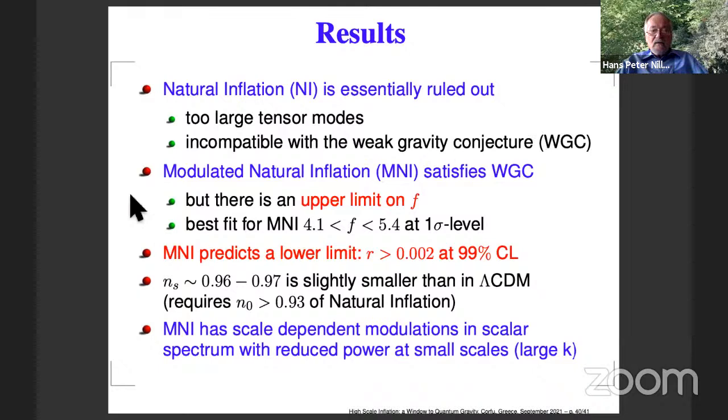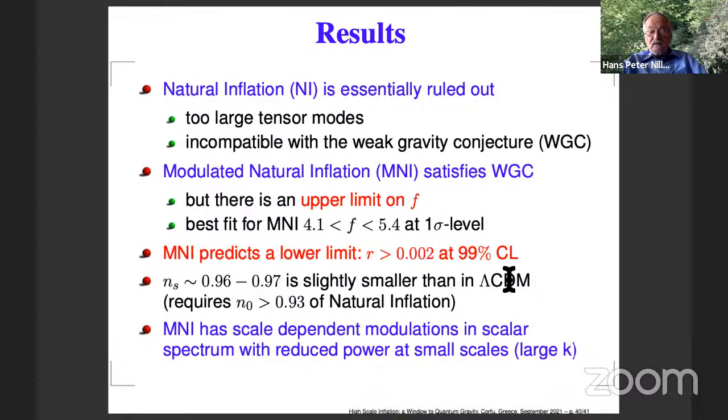We then looked at modulated natural inflation. It satisfies the weak form of the weak gravity conjecture as well, but it gives us an upper limit on F, because this lower limit on R gives us an upper limit on F. The best fit for the modulated natural inflation is an F between 4 and 5 in Planck units at the 1 sigma level. There's a prediction that R should be bigger than 2 times 10 to the minus 3 at the 99% level. And also the scalar index NS, which is 0.96 to 0.97, is slightly smaller than in the lambda CDM fit.